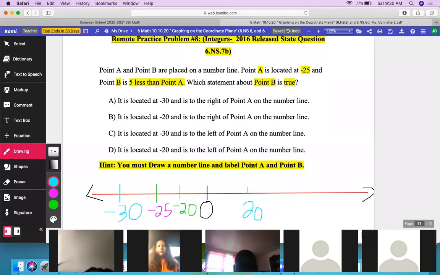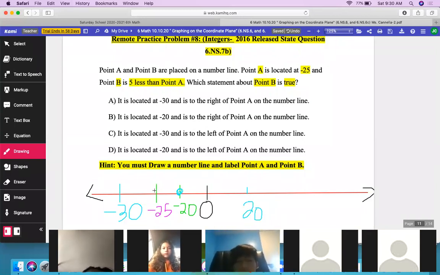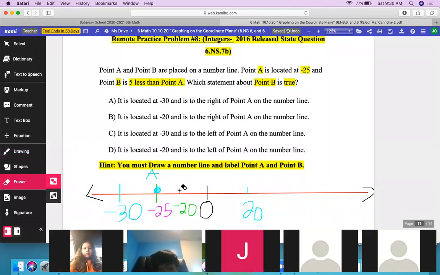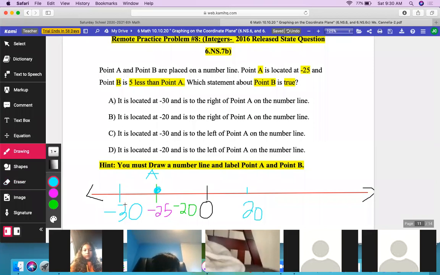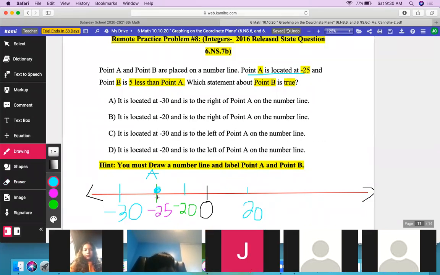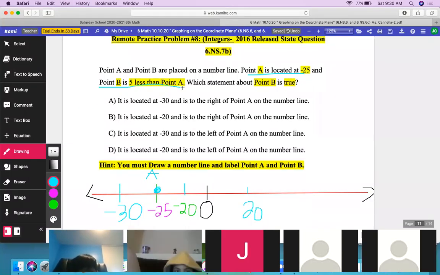So now let's check this out. We know that point A is at -25. So here's what I'm going to do. I know that this, oops, not that one. Sorry, this one. This is point A in blue, right? So now I need to figure out another point. It says here, point A is -25, bam, -25. Point B is less than point A.